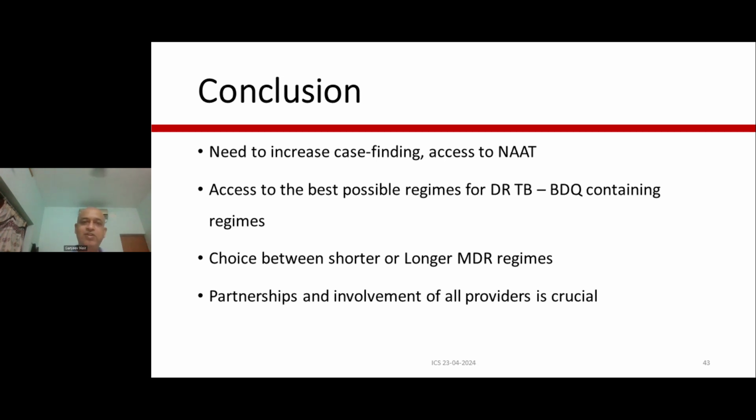We need to access technology and ensure that patients do get diagnosed and get access to the best regimes, which are bedaquiline-containing regimes, as of today, with the science that we have. The obvious choice, once you diagnose rifampicin resistance, is to decide between shorter and longer regimes. There is a very clear differentiation based on exclusion criteria. The preferred regime is the shorter one. If any of the exclusion criteria is there, you go with the longer regime.